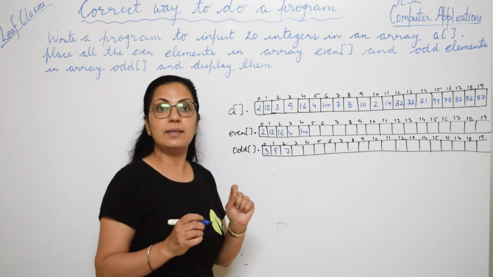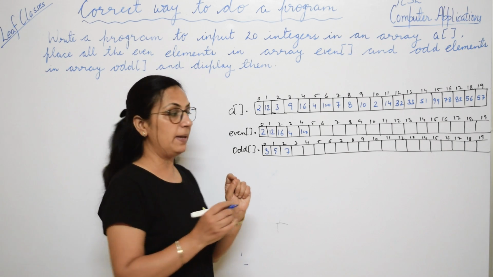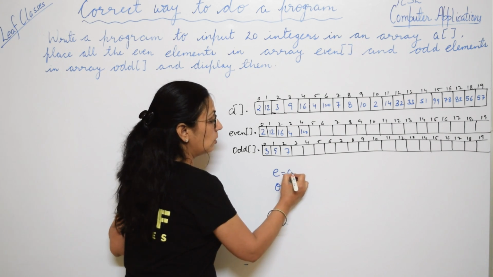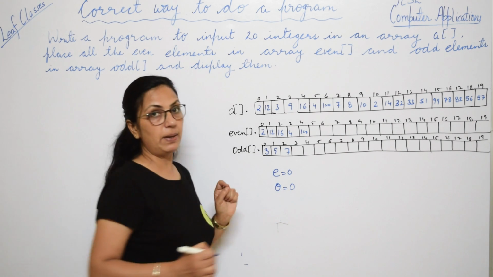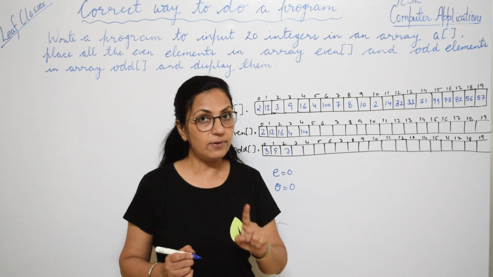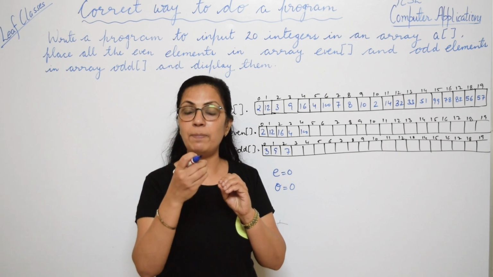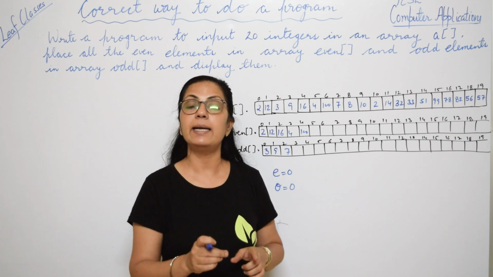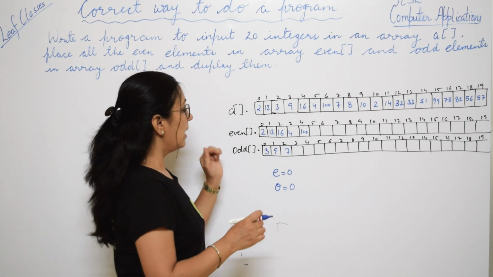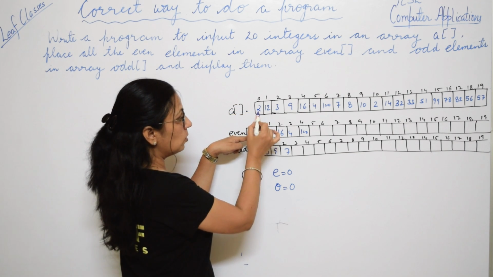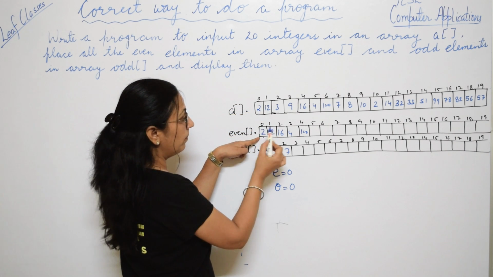So for doing this, the logic we will apply is that we can take two variables E and O as 0 in the beginning. Why 0? Because 0 is the first index number in an array, and the first value to be placed in both arrays is at index number 0. Right? So what we will do is check 2 and place it at index 0.